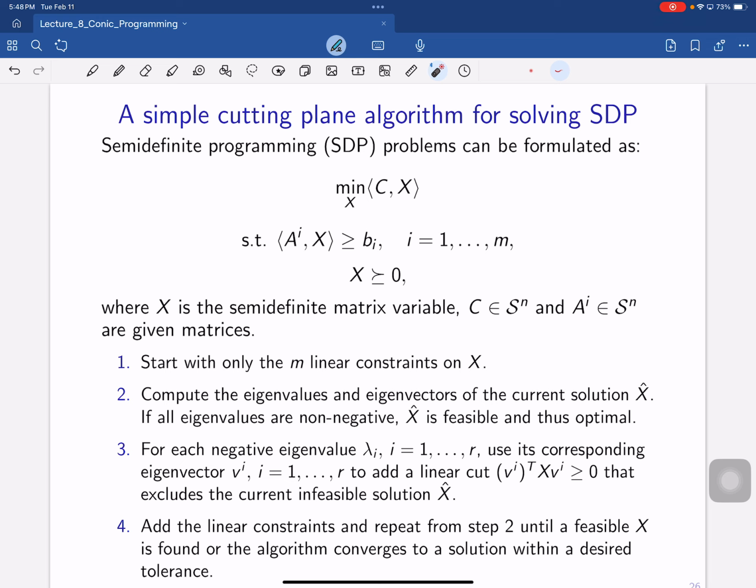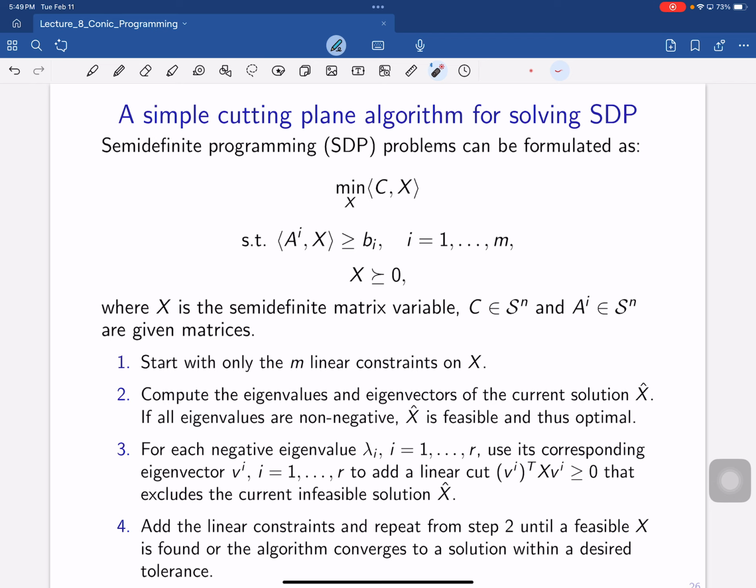If not, for each of the negative eigenvalues and its corresponding eigenvector, you add a linear cut Vi transpose X Vi greater than or equal to 0. Remember X hat must violate this constraint. For negative eigenvalues and their corresponding eigenvectors, you have Vi transpose X hat Vi less than 0 for the original X hat variables. But if you add this constraint to the linear program, it will cut off the X hat, because X hat violates this linear constraint. Now you add this constraint to the linear program and repeat.